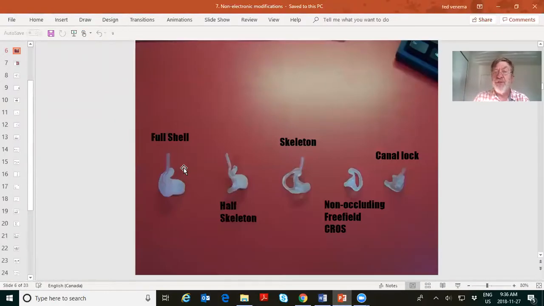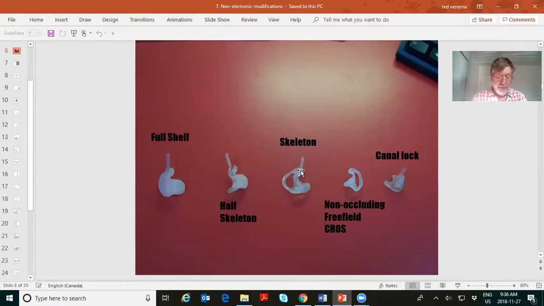On the left, the full shell, and in the middle, the skeleton. Don't worry about the other ones, okay? The full shell ear mold has number 13 tubing, which is 2 millimeters in diameter. And the skeleton ear mold has the same number 13 tubing, 2 millimeters in diameter, but both of those are meant to be used on hearing aids that are high power.